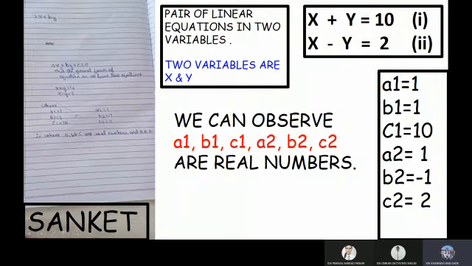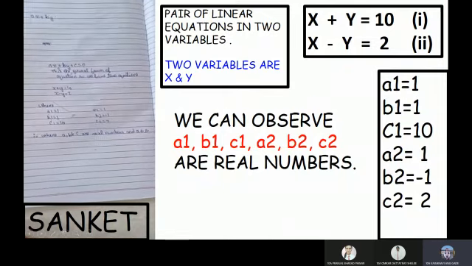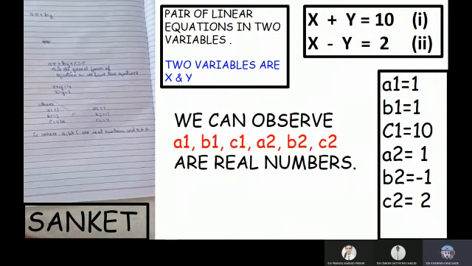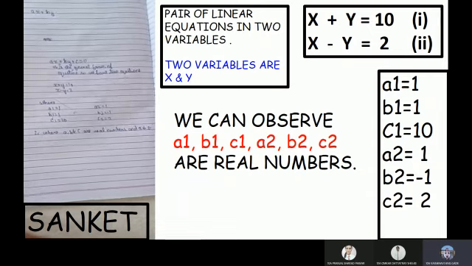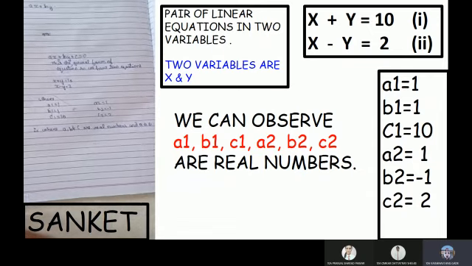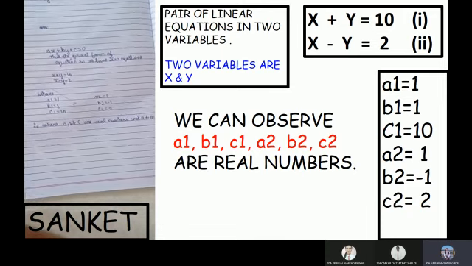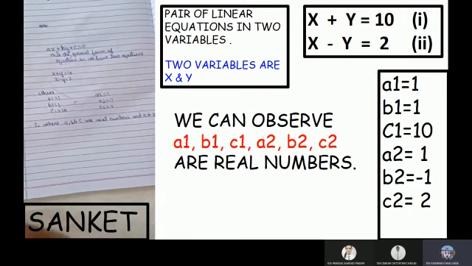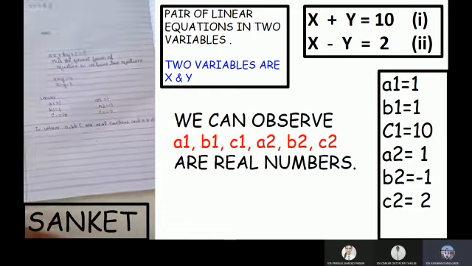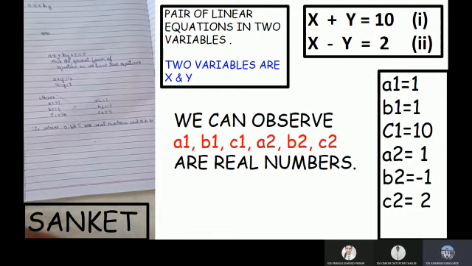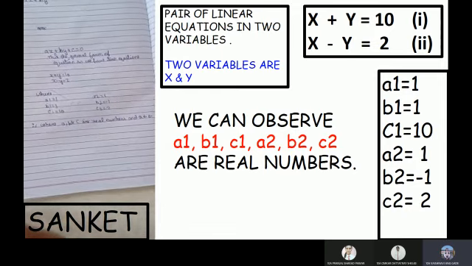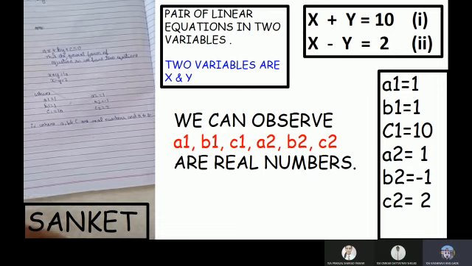Ax plus by plus c is equal to 0 is the general form of an equation, so we have two equations. x plus y is equal to 10, x minus y is equal to 2, where a1 is equal to 1, b1 is equal to 1, and c1 is equal to 10, and a2 is equal to 1, b2 is equal to minus 1, c2 is equal to 2, where a, b, and c are real numbers, and a is not equal to 0.